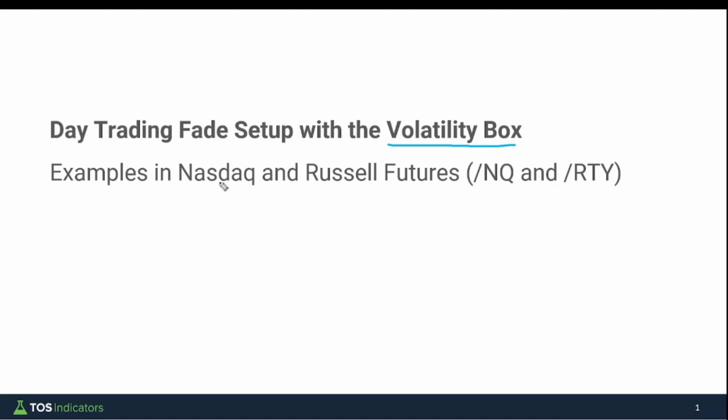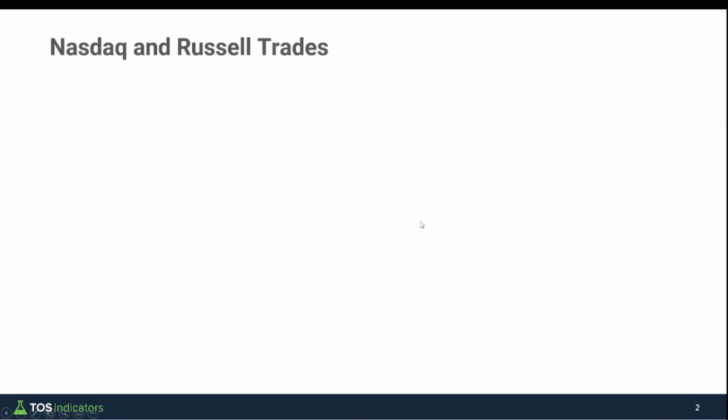video. In today's video, I'm going to show you two more examples using the same setup rules we've already discussed, this time inside of the Nasdaq and the Russell futures markets. Now, if we start by taking a look at the performance inside of the S&P and the Dow, we had no trades today set up using our trade plan rules with the futures volatility box. So we can skip that.